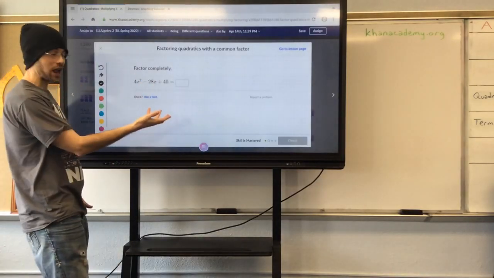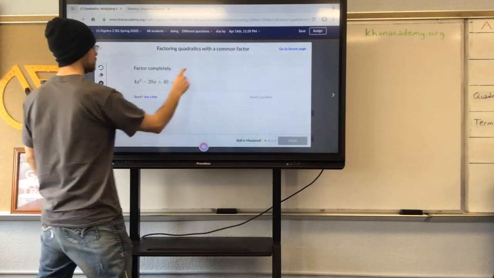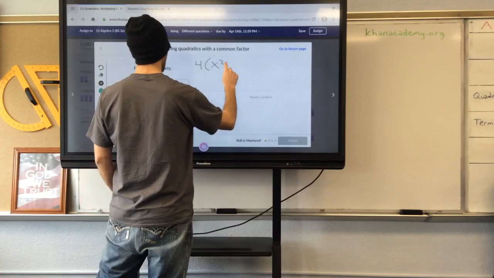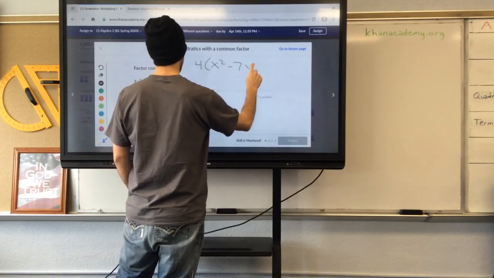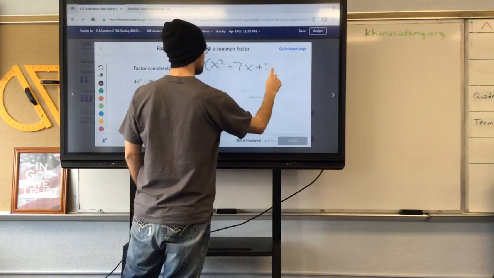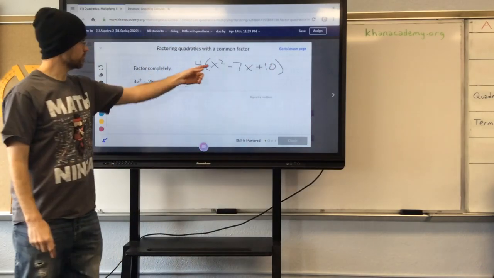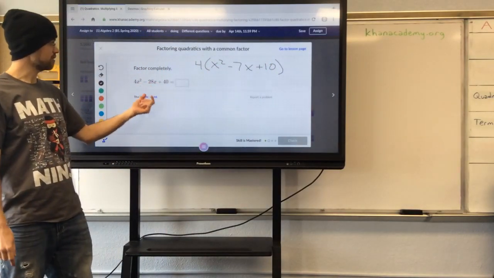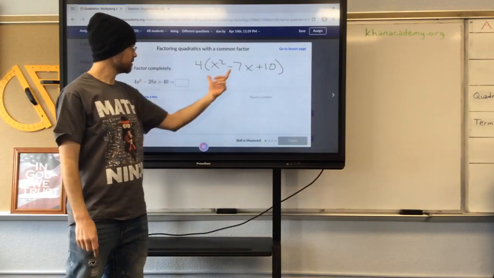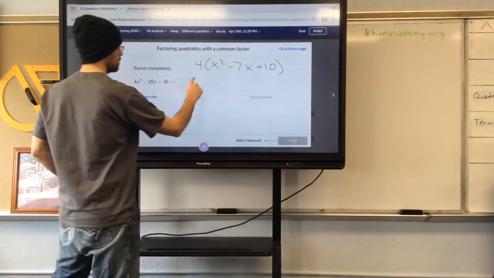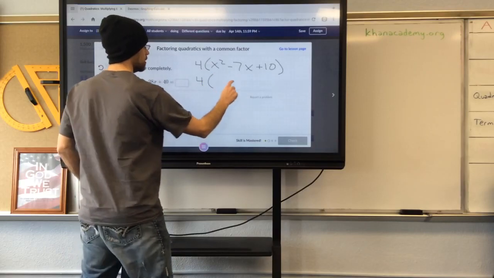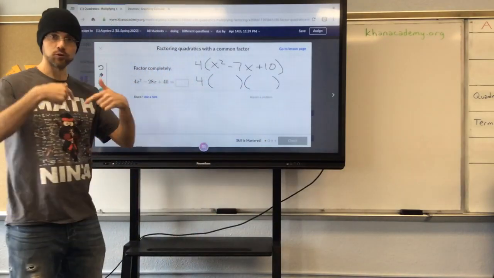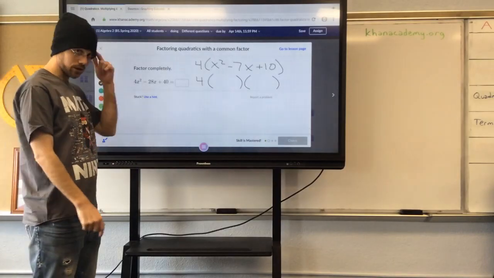So the highest factor here is 4. So we'll factor that out. 4 times x squared minus 7x plus 10. 4 times x squared is 4x squared. 4 times negative 7x is negative 28x. And 4 times 10 is 40. Now, we need to make that polynomial into 2 factors, each being a binomial.